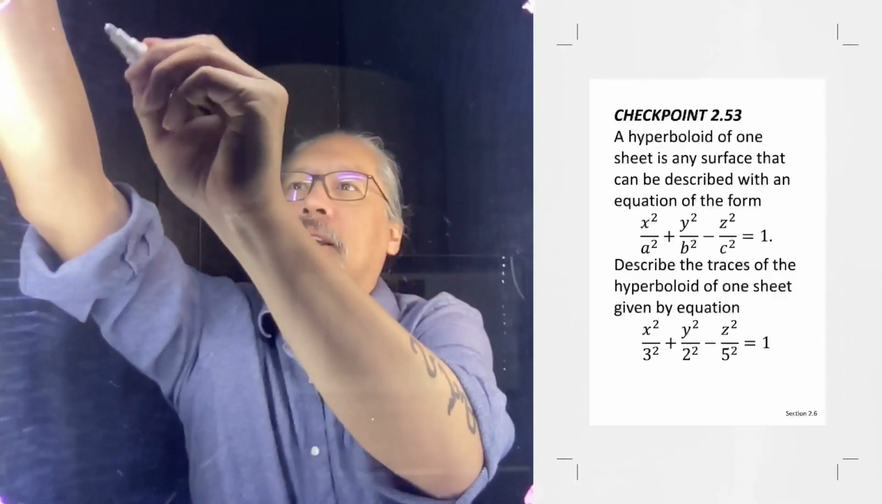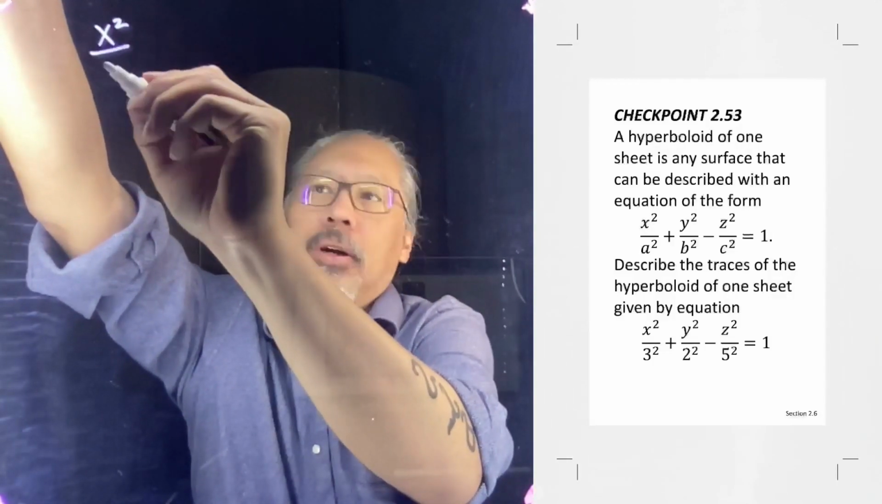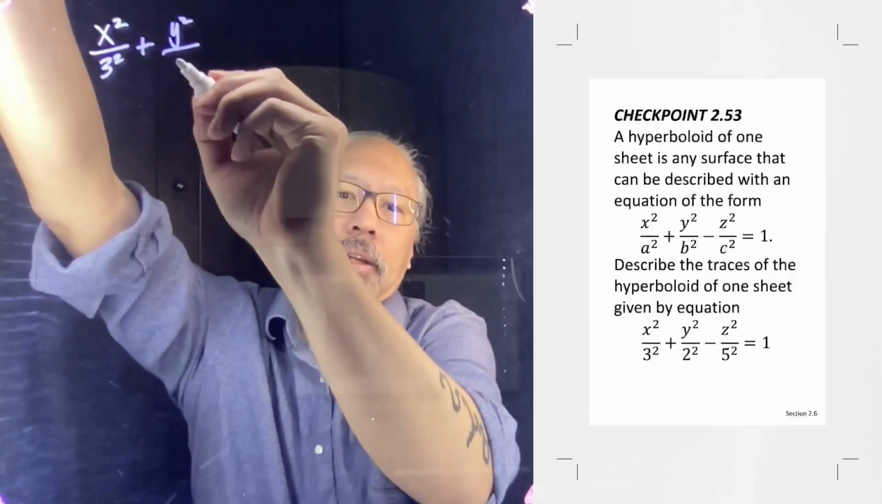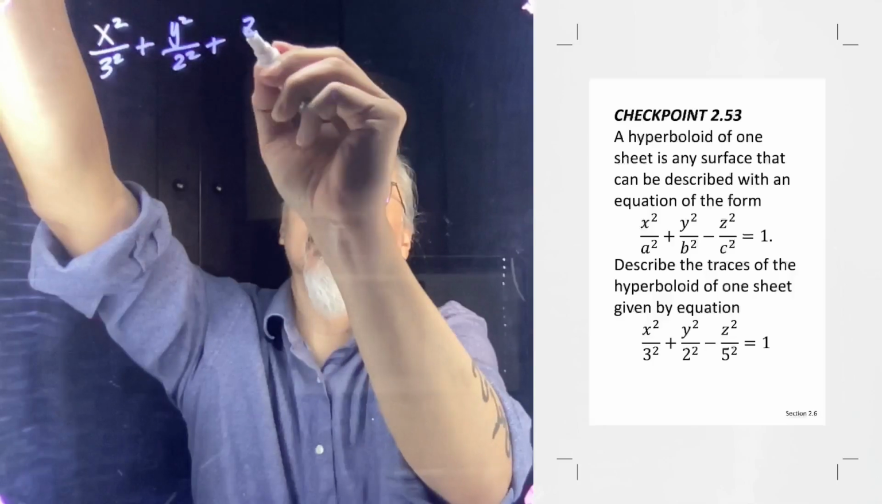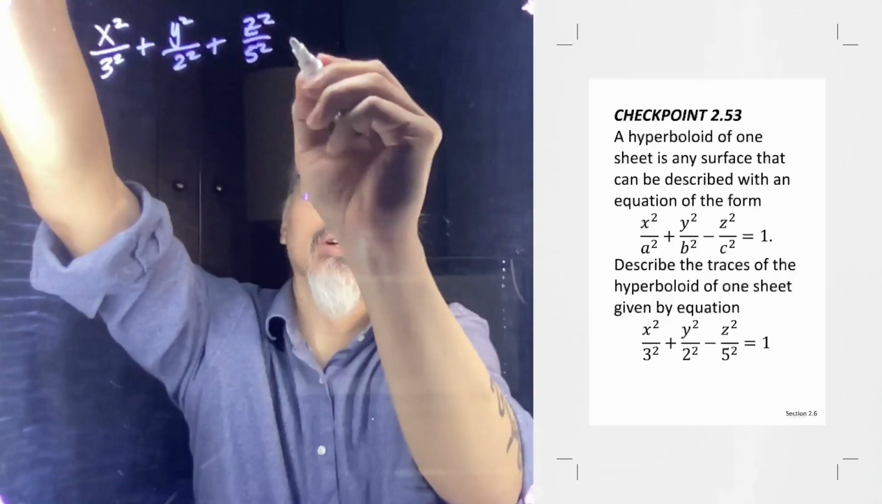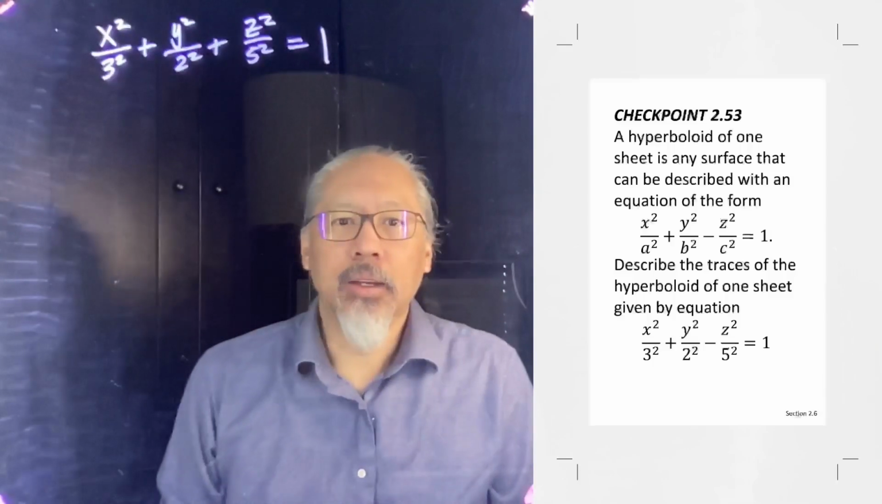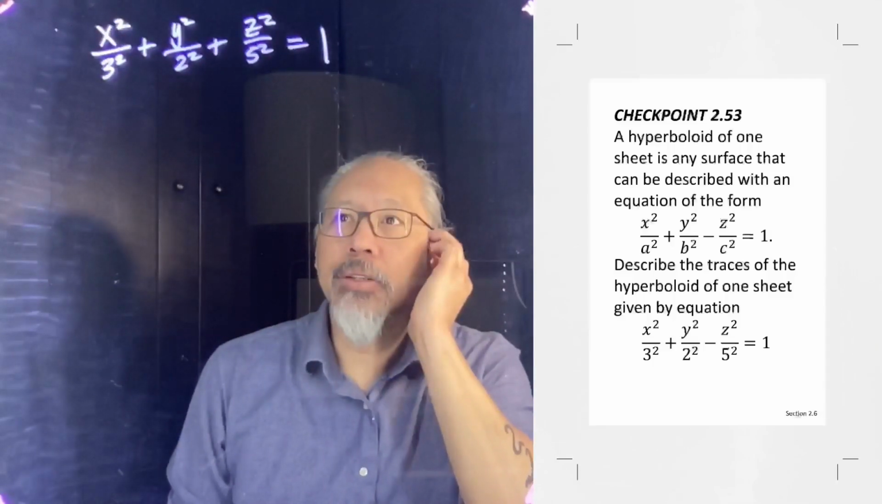And the equation that they give us is x squared divided by 3 squared plus y squared divided by 2 squared plus z squared divided by 5 squared is equal to 1. And they want us to describe it by giving some traces.